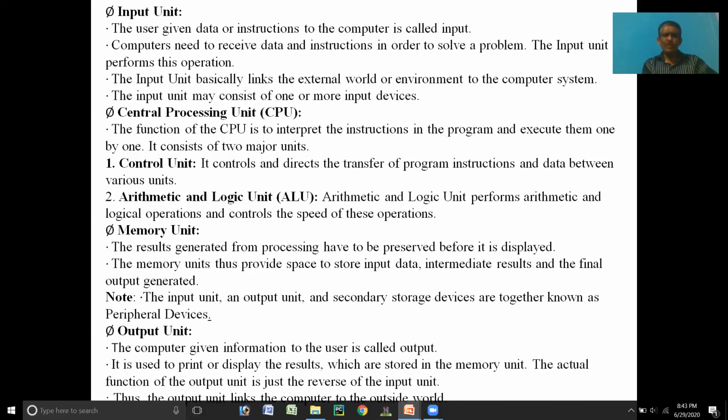First we'll define what is output. The information which we are getting from the computer is called output. This output is used to print or display the results. The output unit is responsible for printing or displaying the results which are stored in the memory unit. The function of the output unit is exactly the reverse of the input unit. Thus, you can say that the output unit links the computer to the outside world.